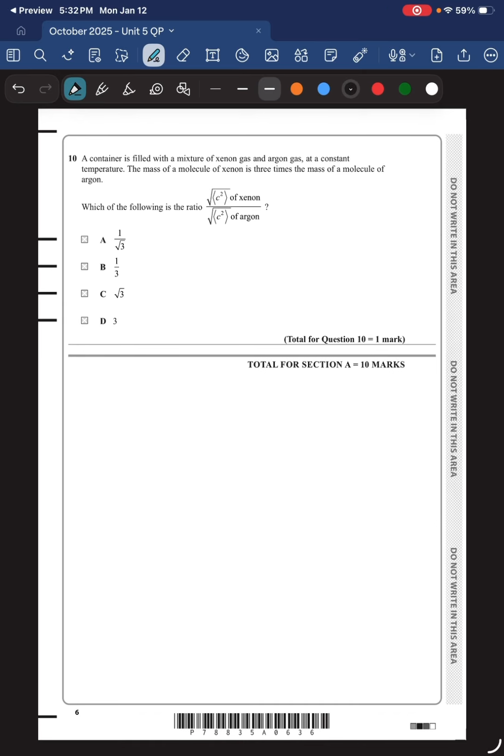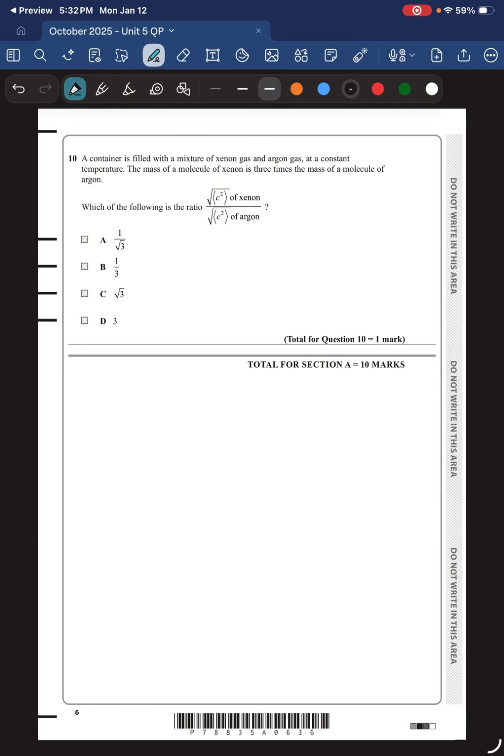Okay. A container is filled with a mixture of xenon gas and argon gas at a constant temperature. The mass of a molecule of xenon is 3 times the mass of a molecule of argon. Okay, which of the following is the ratio? And they give us that ratio, the square root of c squared for xenon and argon.